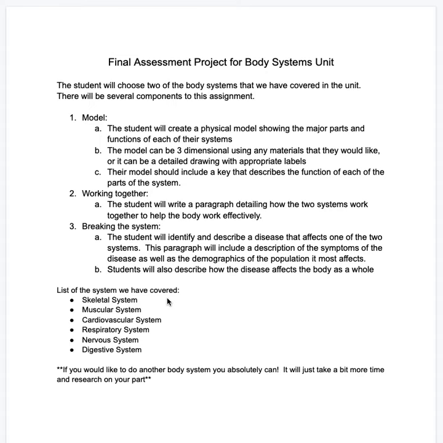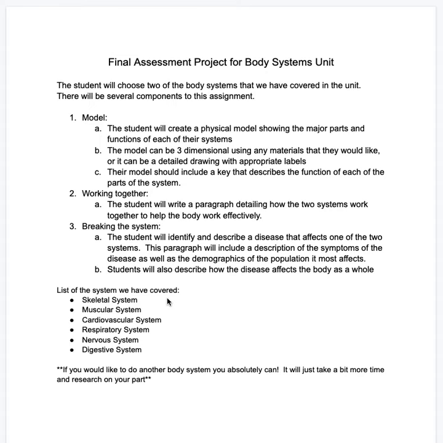Parts 2 and 3 are going to be on the computer, and the two assignments can be found on Google Classroom. The first part is working together. The student will write a paragraph detailing how the two systems work together to help the body work effectively. With this should be a full paragraph. So you should have, number one, how does the digestive system work on its own? Number two, how does the skeletal system work on its own? And then describe how they work together. So make sure you have the individual functions of both of them and how they work together as well.